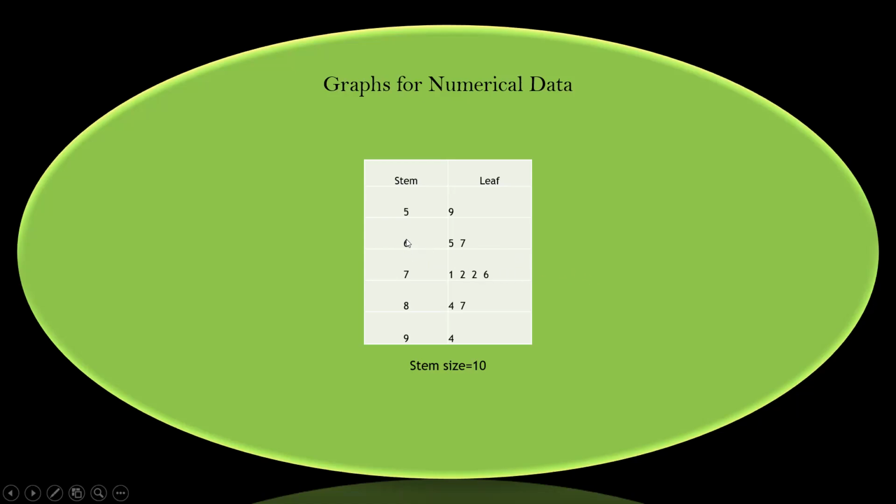If you had an interval where there were no scores in there, you wouldn't omit it, you would still keep it. You would just have 60, and then there would be nothing here.